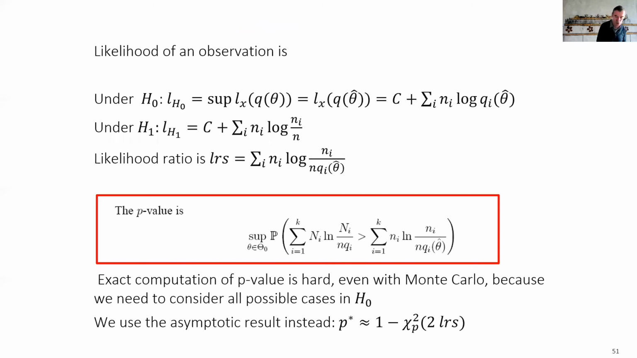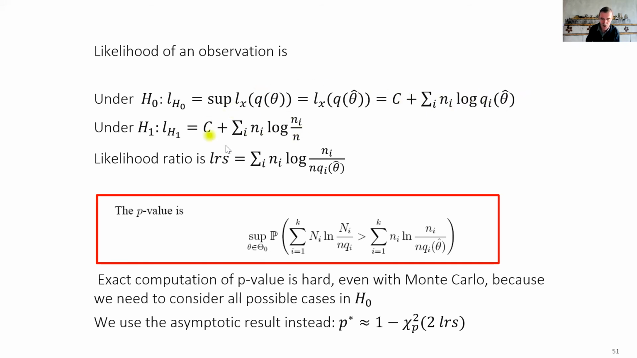So we can redo the theory as before. Under H0, we need to solve an optimization problem: find the value of theta that maximizes the log of the likelihood. Now, the log of the likelihood is a constant plus the sum of ni log of qi of theta hat. A qi of theta hat depends on the specific family of distributions we have. This can be solved easily or is more complex depending on the nature of the distribution we're testing.